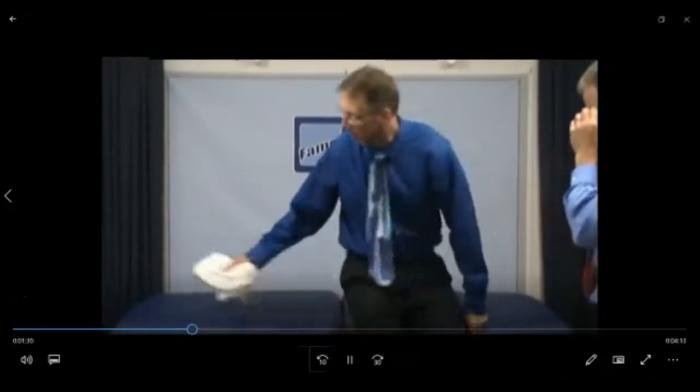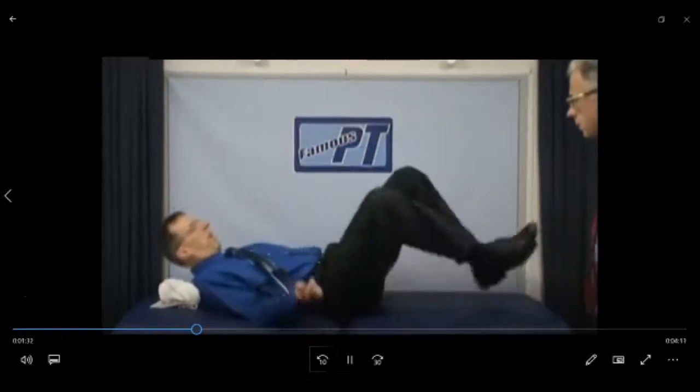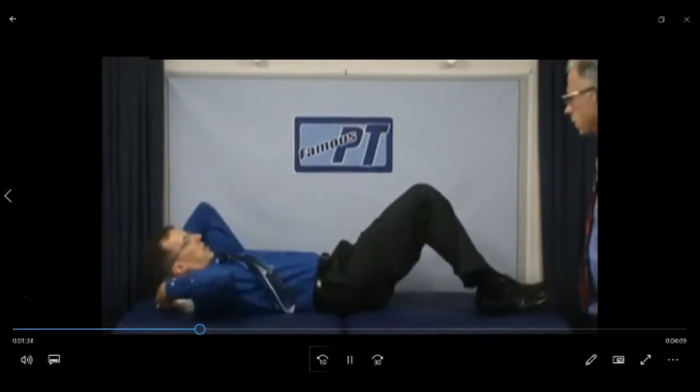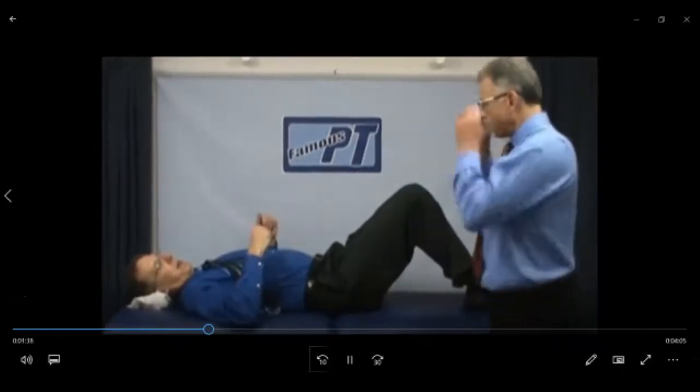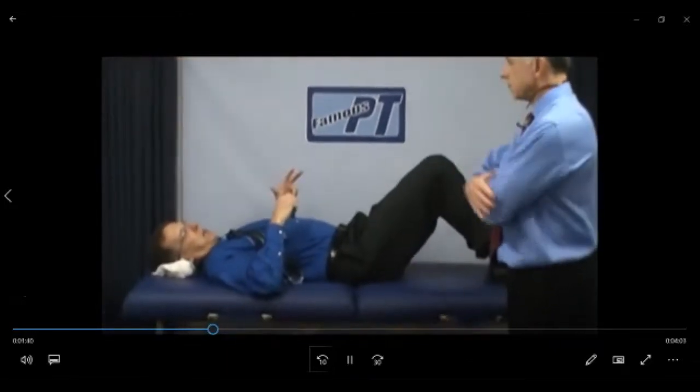On a stroke, almost always it is one side. Usually the blood clot or the bleed occurred on this side, and we have weakness on this side. All right, so I'm laying down flat on my back. One of the first things you want to do is, a lot of people have spasticity or tone and tightness, and they also have weakness. So this helps break up the tone.